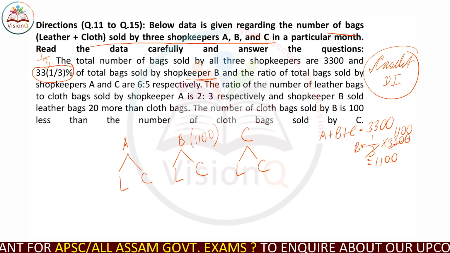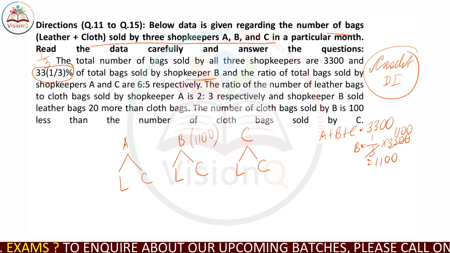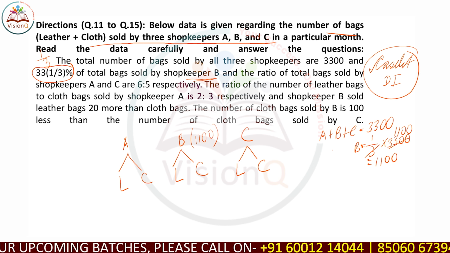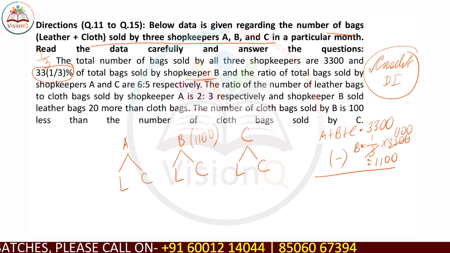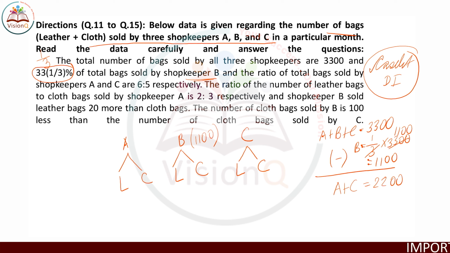Now we know A plus B plus C is 3300. From this total number of bags, if B sold 1100 bags, then if I subtract, I can find the value of A plus C, which will be 2200. So the total number of bags sold by A plus C together is 2200.